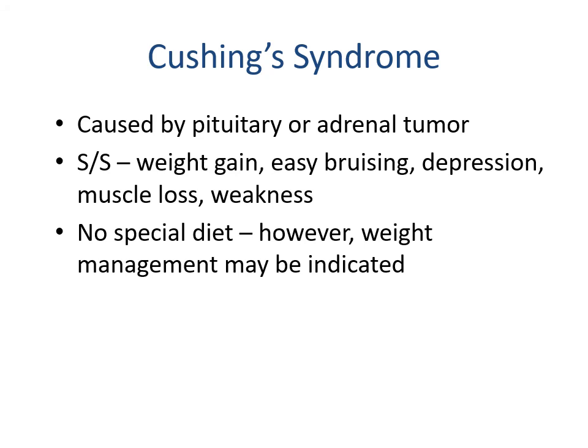Now, Cushing syndrome is caused by a pituitary or adrenal tumor. And so again, signs and symptoms include weight gain, easy bruising, depression, muscle loss, and weakness. And there's no special diet, however, weight management may be indicated, so especially if it's due to corticosteroid use, then we know that there is an increased risk of weight gain.